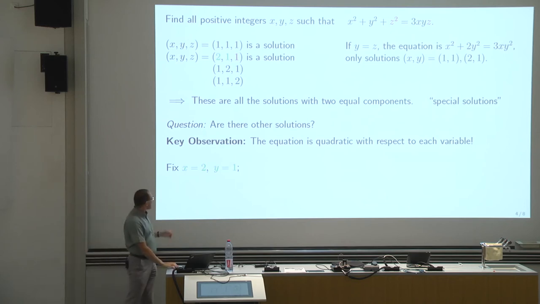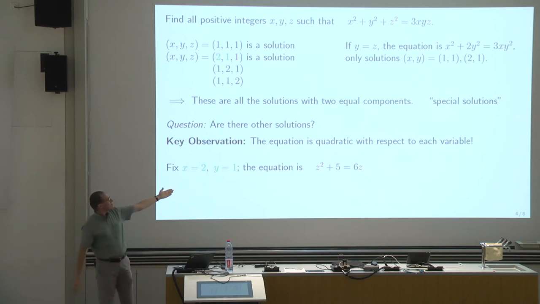Excellent. So plug in 2 and 1. The equation becomes z squared plus 5, because once you plug in x equals 2, y equals 1, you get 2 squared plus 1 on the left side, and then 3 times x times y becomes 6 times z. This is your equation. If you want, you can bring everything to the left-hand side. Now, you know that z equals 1 is a solution just because 2, 1, 1 was a solution, or you can just look at that equation and see manifestly z equals 1 is a solution.